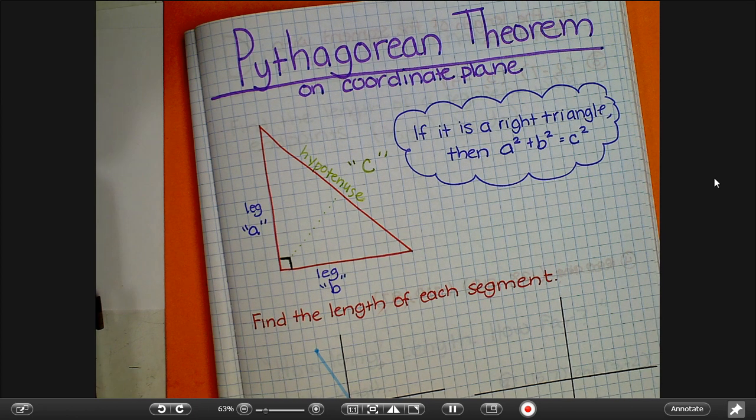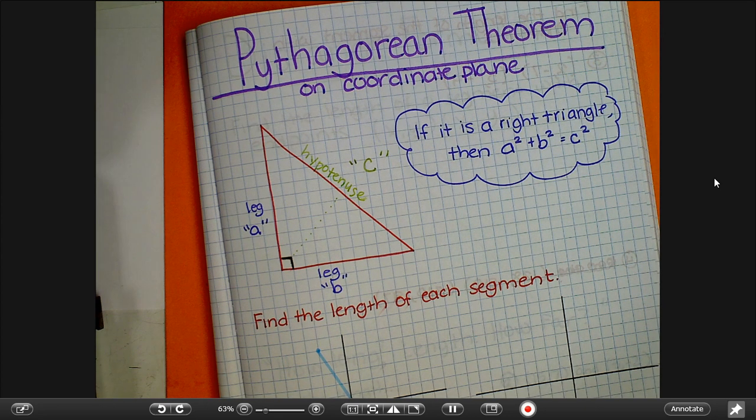You should pause the video now and make sure that you have this diagram written down neatly, this theorem written down neatly. And I recommend that you use color and make it somehow similar to mine. That will draw your attention to it.